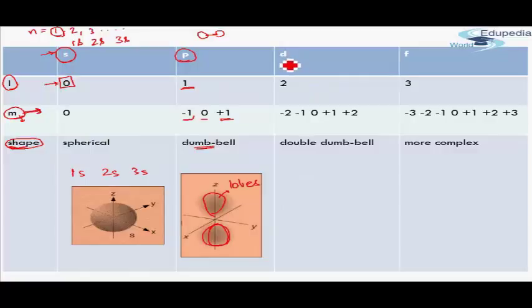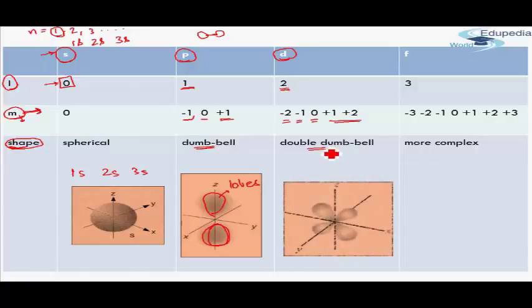Then there is the d orbital. Now for the d orbital, the l value is always equal to 2, and there can be 5 different m values. That means for l equal to 2, the orbital is always d, but it has 5 different orbitals in it, with m values of -2, -1, 0, +1 and +2. Most of them have a double dumbbell shape, but not all of them. We'll look into the one which doesn't have the double dumbbell shape.